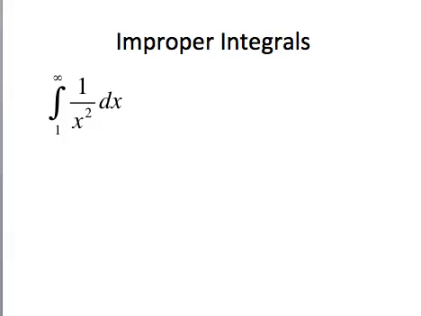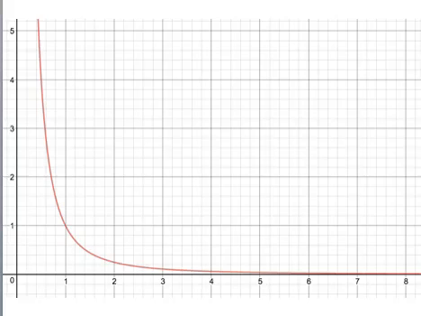The first example is the integral from 1 to infinity of 1 over x squared dx. What makes this improper is the fact that it is going to infinity. Our interval is infinite, from 1 to infinity. We are looking for the area under the curve of 1 over x squared on that interval. So starting at 1, going to infinity, what is the total area under the curve?